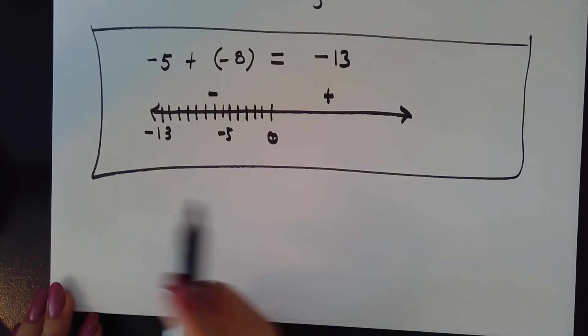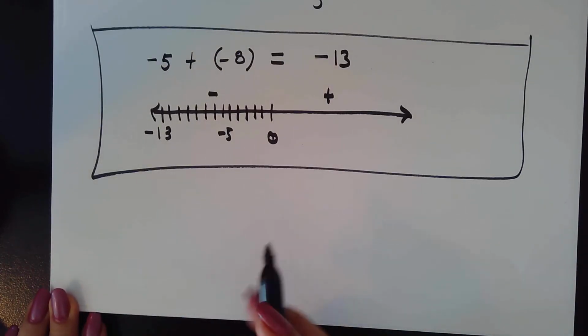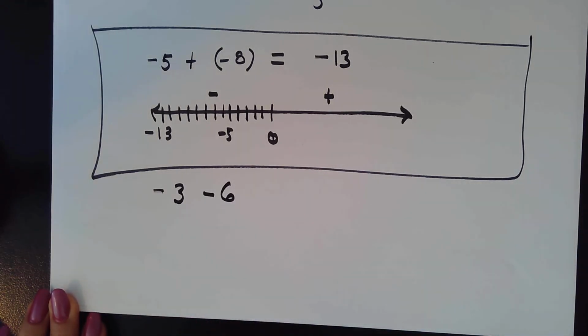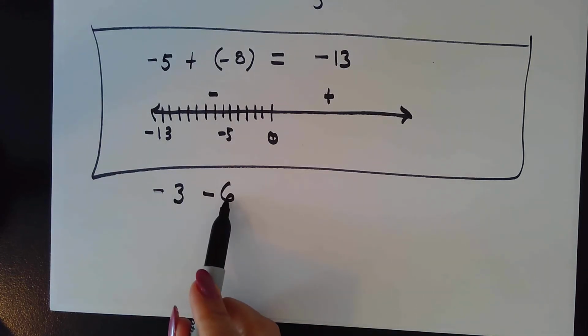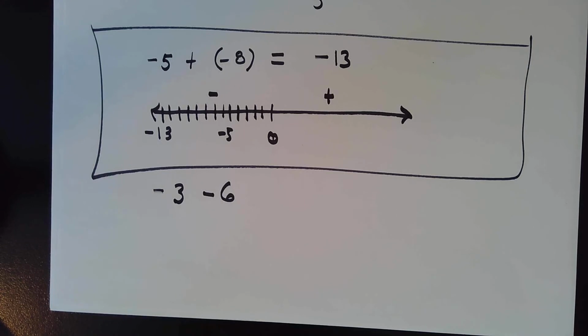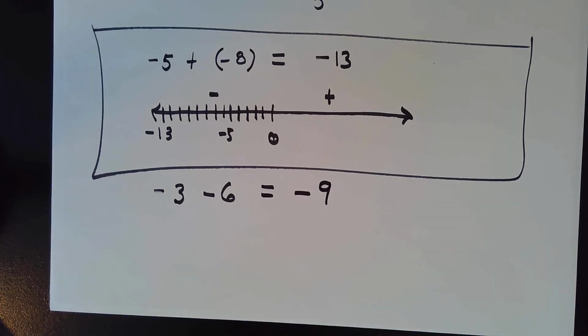Now, let's do another one where you have, for example, something like -3 minus 6. Now, this is different, right? Because it looks different. I don't have the plus. However, you're still moving in the same direction. You still have -3 and then another -6. So really, it's the same situation. That's going to put you at -9, right?